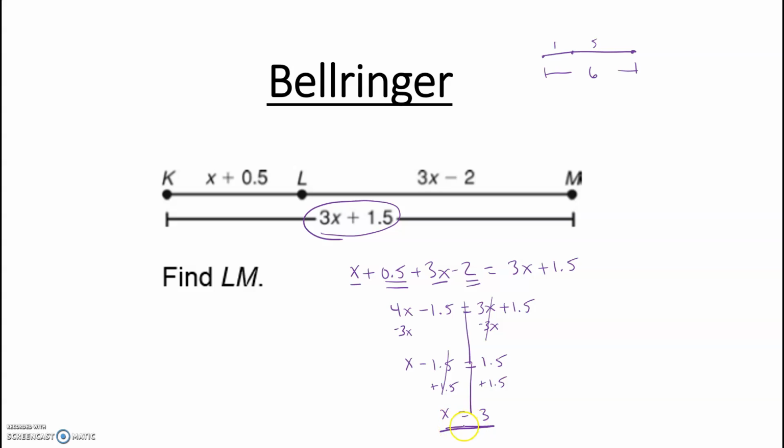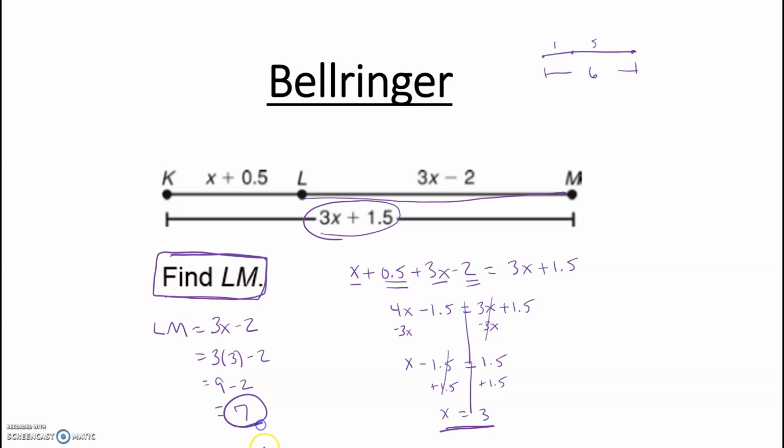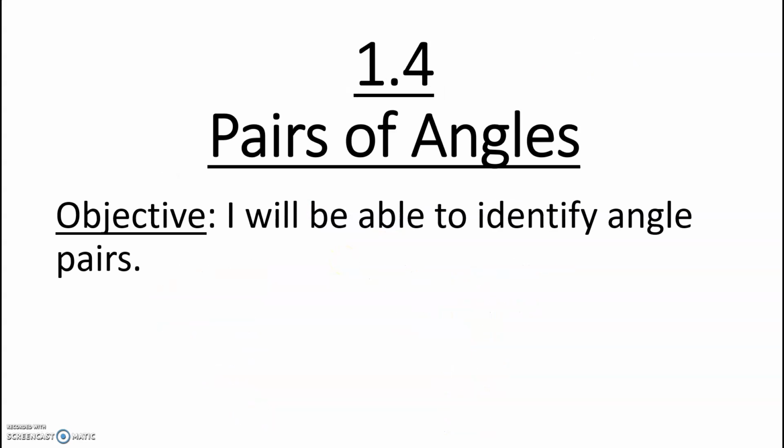Now notice I didn't box that in because that's not my answer. And again, geometry is notorious for this. Make sure you read the question. They want us to find LM. So we know LM, L to M, equals 3x minus 2. So we're going to plug in our variable. So we have 3, we know x is 3, minus 2. So we have 9 minus 2. 9 minus 2 is 7. That is our final answer. So the length of LM is 7. So just a little review. Hopefully clear things up for you.